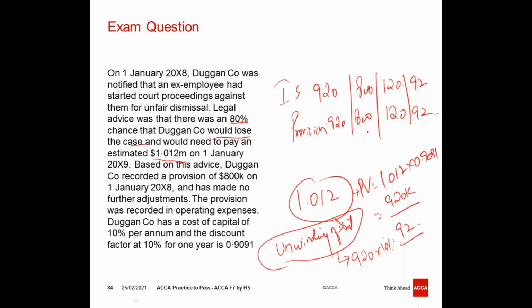So on the face of the balance sheet, this liability in the income statement, there will be an amount of 120 plus 92. And in the balance sheet, there will be a provision of 920 plus 92.